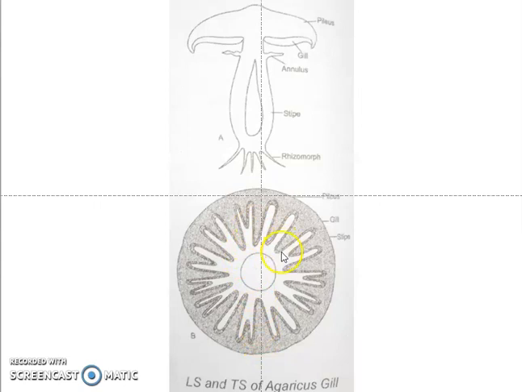So this is the view from the base. You can see gills are located like this. This is the position of stipe. If you see the vertical section, this is the pileus, and on the lower surface you can see cavities called gills. Below that there is a portion called annulus, and this is the rhizomorph.